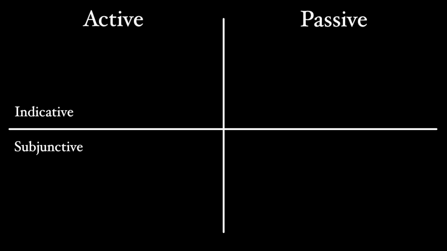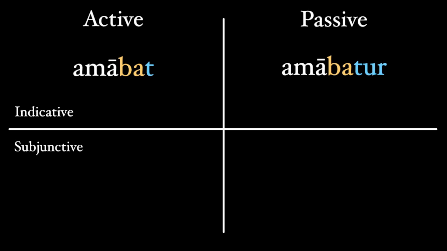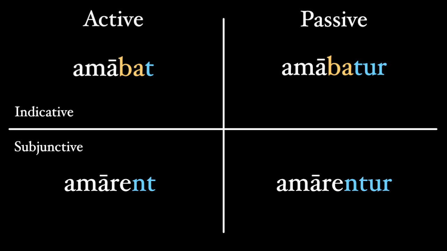The easiest way to think of the passive voice for this tense in the subjunctive is the same as with it in the indicative. We can just swap out the active endings and replace them with the passive ones. So amarent is made passive by exchanging the nt for ntur: amarentur. Simple enough, but let's look at this more specifically.